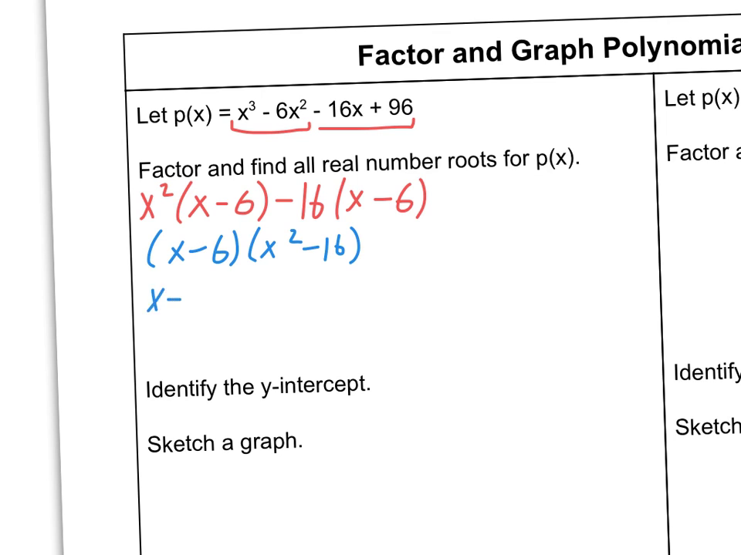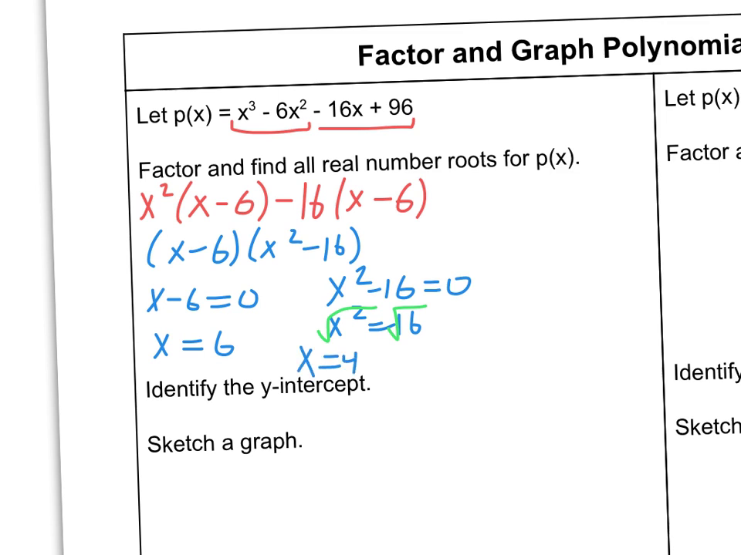X minus 6 is going to give us x minus 6 is equal to 0, which means x equals 6. That's one of my zeros. X squared minus 16 is going to be equal to 0, and that's going to give us x squared is equal to 16. When I take the square root of both sides, that's going to give us x is equal to 4, and x is equal to negative 4.